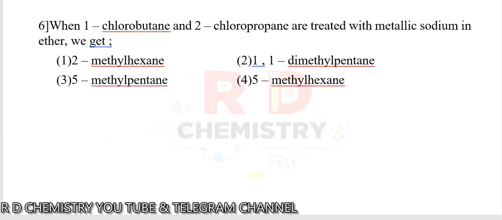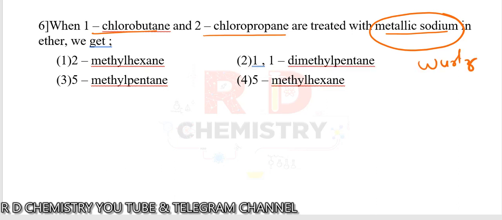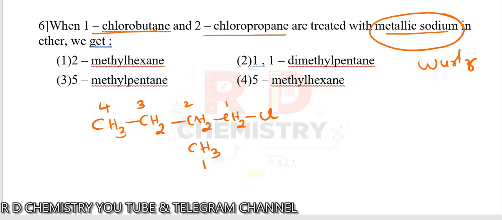Question number 6. When 1-chlorobutane and 2-chloropropane are treated with metallic sodium in ether, we get, when there is sodium and alkyl halide, remember this is a Wurtz reaction, but there are two different types of alkyl halides. 1-chlorobutane, so I can write CH3, CH2, CH2, CH2 and Cl. Carbon number 1, 2, 3, 4, 1-chloro. 2-chloropropane, I would write like this, CH3, CH, single bond Cl and CH3. This is carbon number 1, carbon number 2, carbon number 3, 2-chloro.